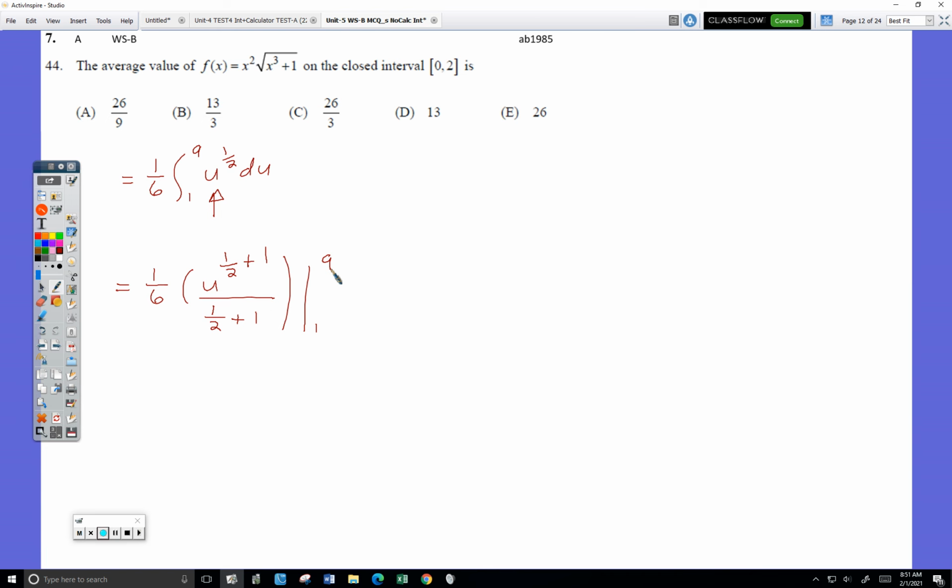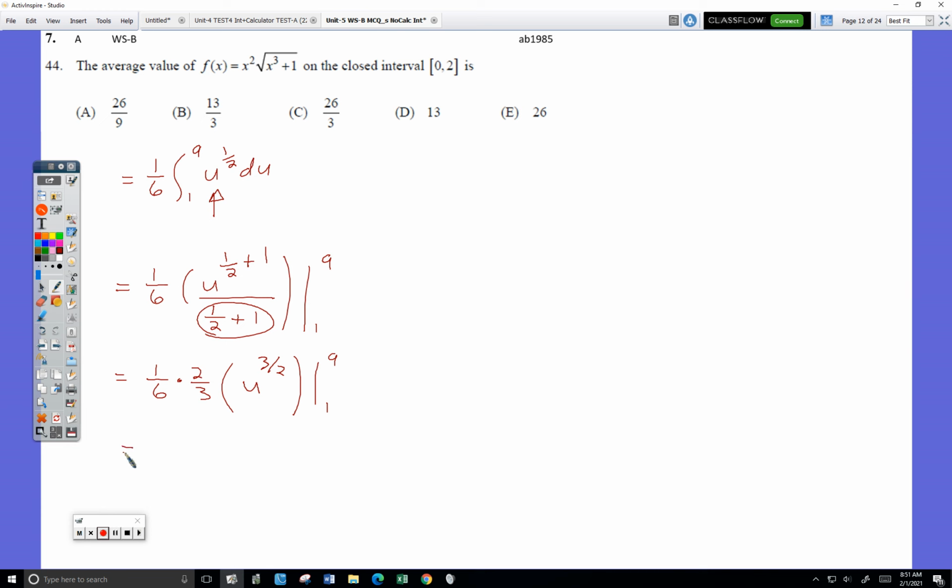So I'm going to keep going so the video finishes the problem. Good job today. Dividing by 3/2 is the same as multiplying by 2/3. This would be u to the 3/2 power. In case you've forgotten, 3/2 power means we must cube and square root.